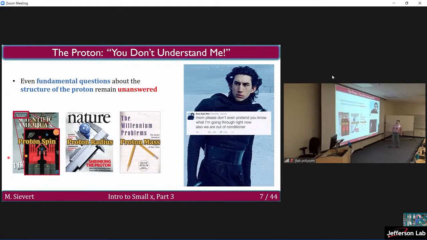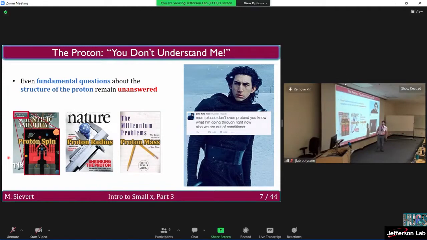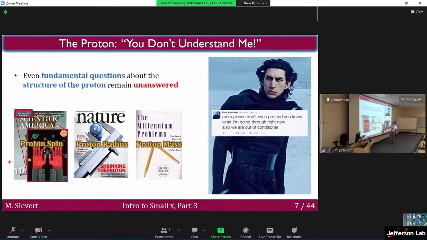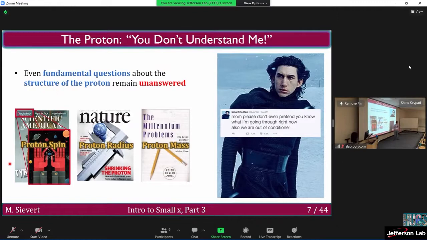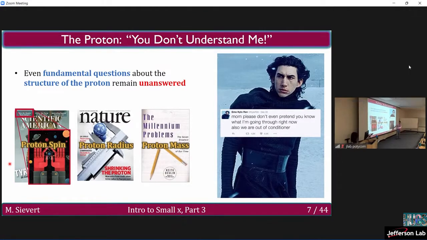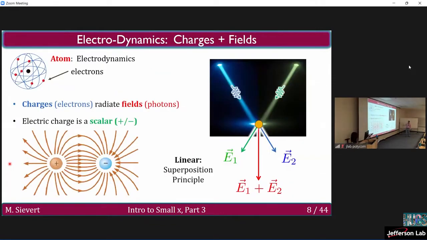We do not even understand where basic properties of the proton emerge from its fundamental constituents: the proton spin puzzle, the proton radius puzzle, the proton mass puzzle. This is the one I was referring to, where if you can suddenly solve from the QCD Lagrangian how protons and neutrons fall out, you instantly win $1 million because it's one of the millennium problems. I showed you these slides before.